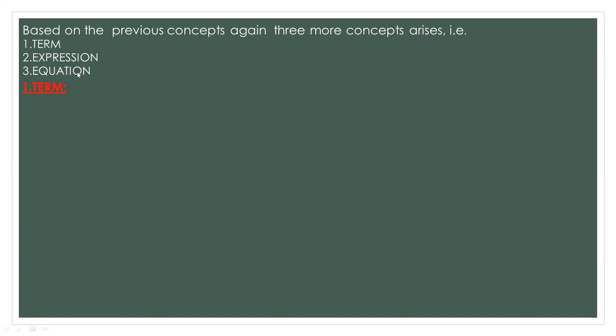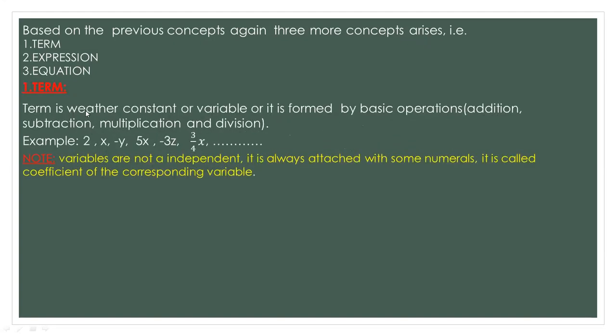First one, it is term. Term, whether it is a constant or variable. A term is a constant or variable, or it is formed by the basic operations: addition, subtraction, multiplication, and division. So let us observe these examples. 2 is what? It is a constant. Comma, x is what? It is a variable, right? So next, minus y.